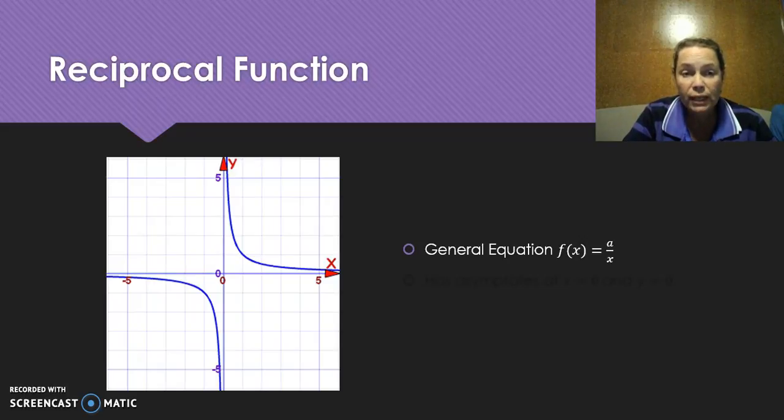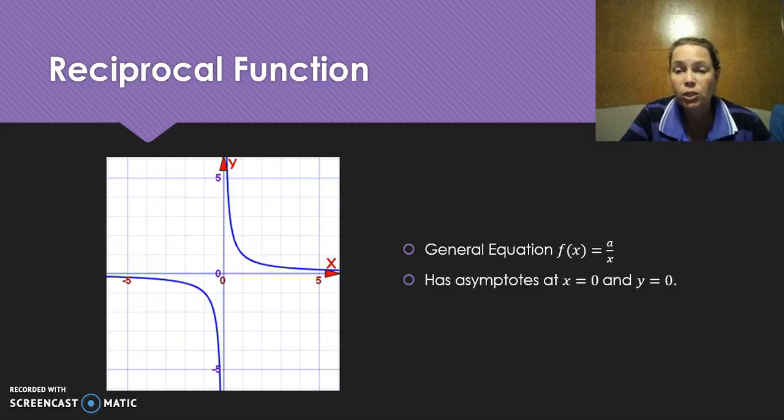So what it means is that our line will get very, very close to the y-axis, but it won't actually touch it. And it actually works that way with the x-axis as well. So they're called asymptotes because the line comes very, very close. So it has asymptotes at x equals 0 and y equals 0.